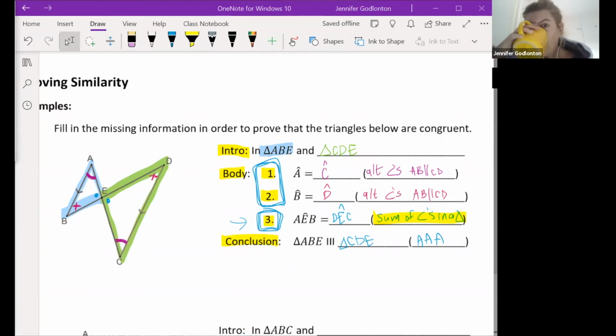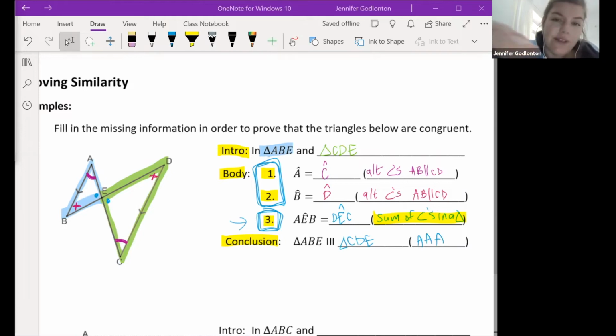Hi, ma'am. For this particular example, for E, could you say that E1 equals E2, for example, because vertically opposite? No, you can definitely say that. I'm just saying when we get to our third one, you don't have to use your brain. You can always just use the rule sum of angles in a triangle. But yes, you absolutely could have said vertically opposite angles. Okay, thank you, ma'am. Sure.